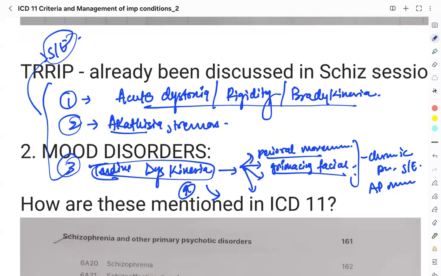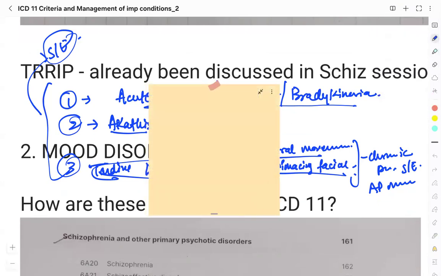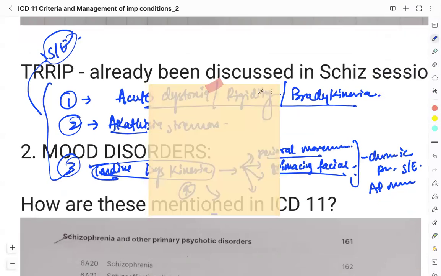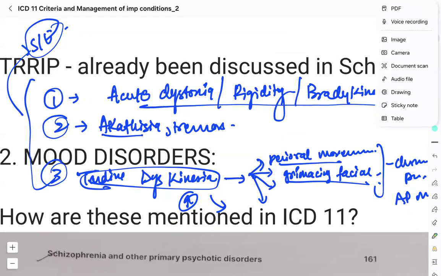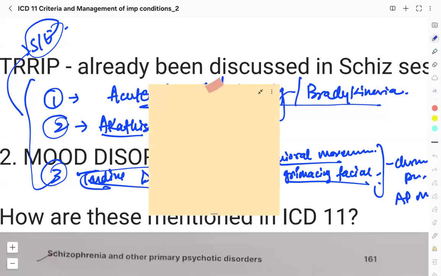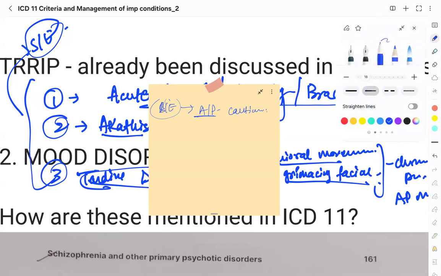So what I am going to do is I'm going to add a note here. Okay. Let's just discuss the side effects first. What are the side effects of antipsychotics? Anyone? Just randomly tell me the side effects of antipsychotics, and you have to be cautious about these side effects.